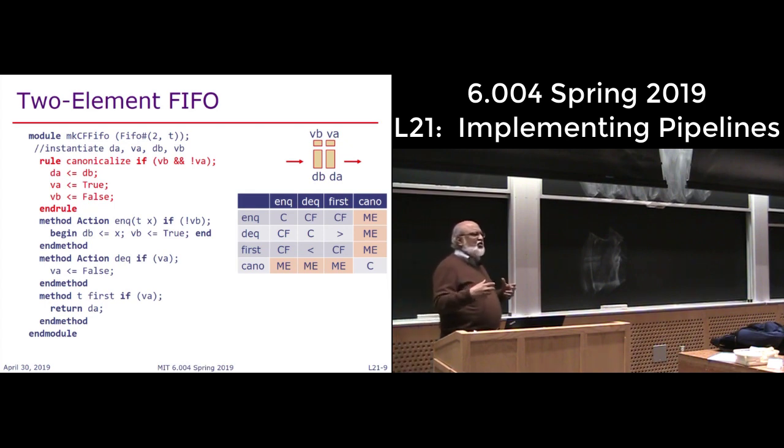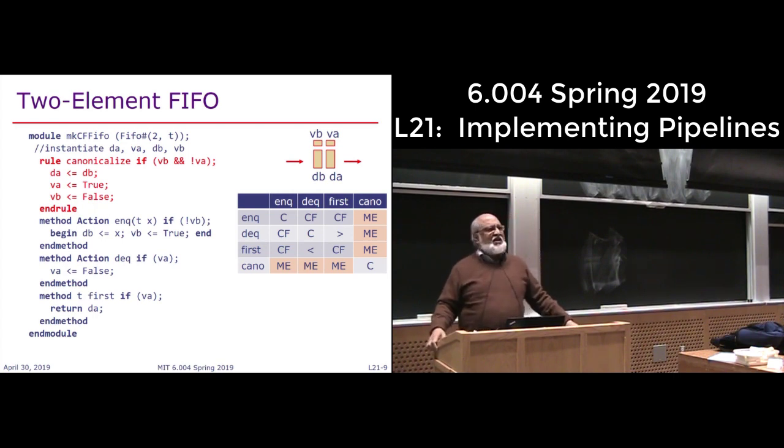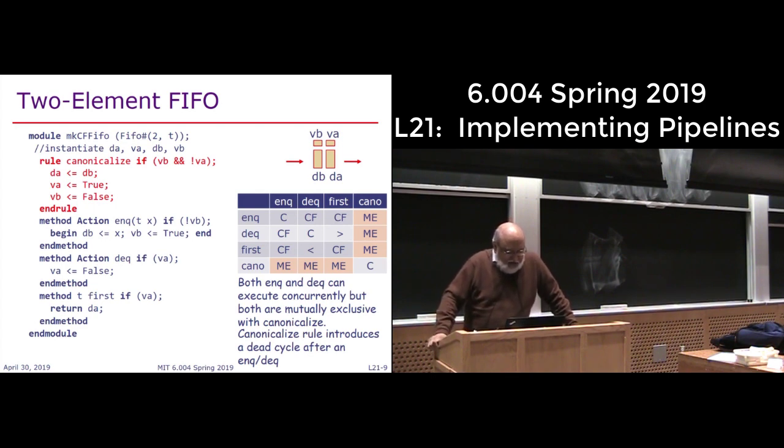Such designs are known as having dead cycles. That you did something and you are unable to do the next thing. There is a forced dead cycle upon you, right? So effectively NQ and DQ, even though you did them simultaneously, it wouldn't have mattered, right? I mean, you could have done them because you are introducing an extra cycle anyway. And the canonicalize rule introduces a dead cycle after an NQ and DQ.